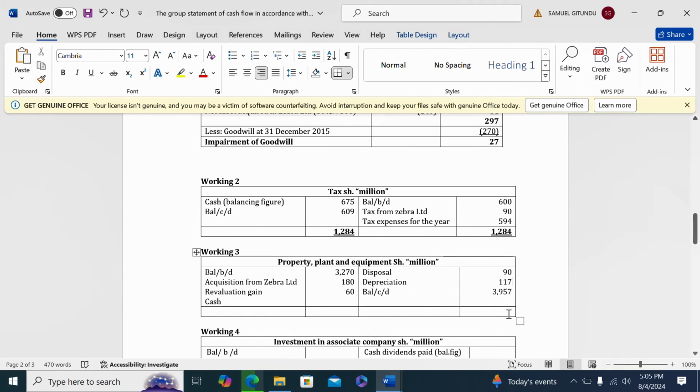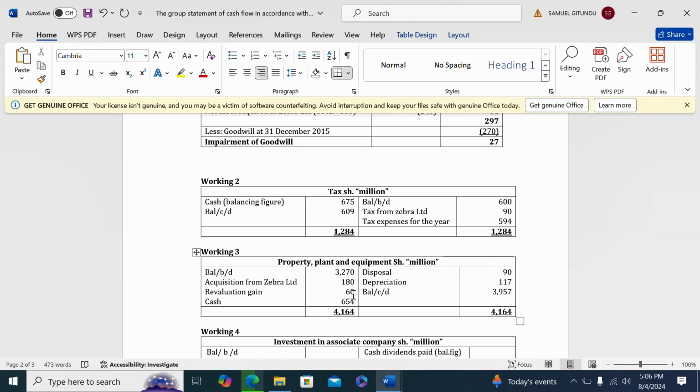117. So if we balance this, 90 plus 117 plus 3957, I'm getting 4164. So also here we have 4164. So what is the balancing figure? So 4164 minus 3270 minus 180 minus 60. I'm getting 654.